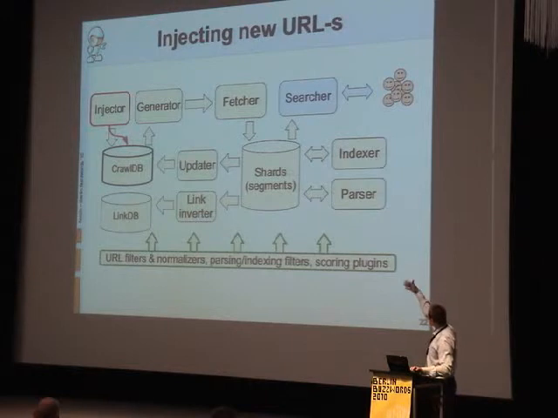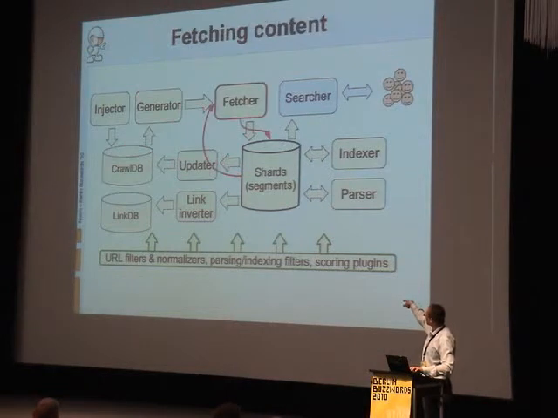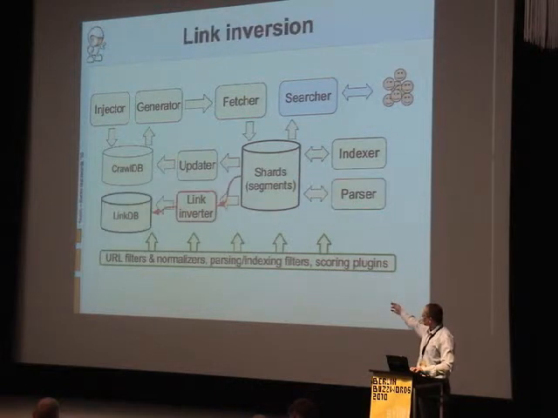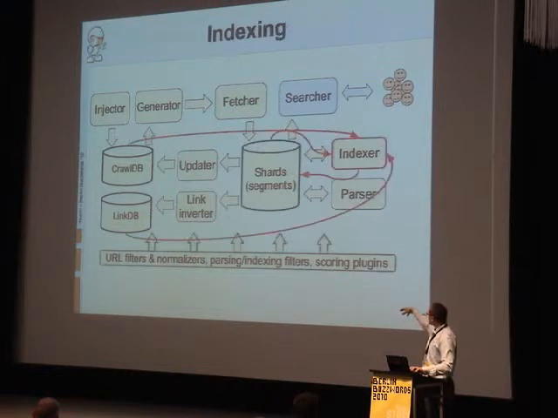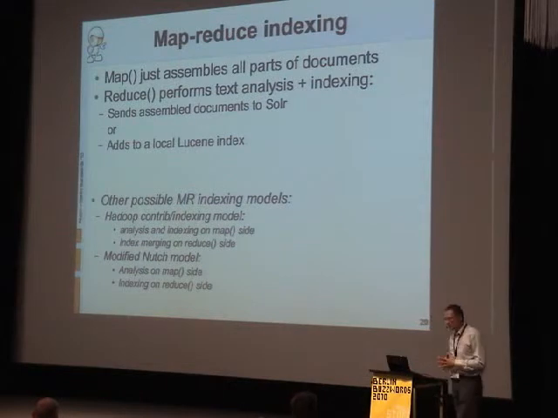So yeah, that's a graphical representation of the same process. We inject to the crawldb, we generate a new shard, and then we populate the shard with the fetcher, and then we parse the fetched content. We invert the links to create the linkdb. Then we do some rounds of the scoring, like calculating page rank. And finally, we index.